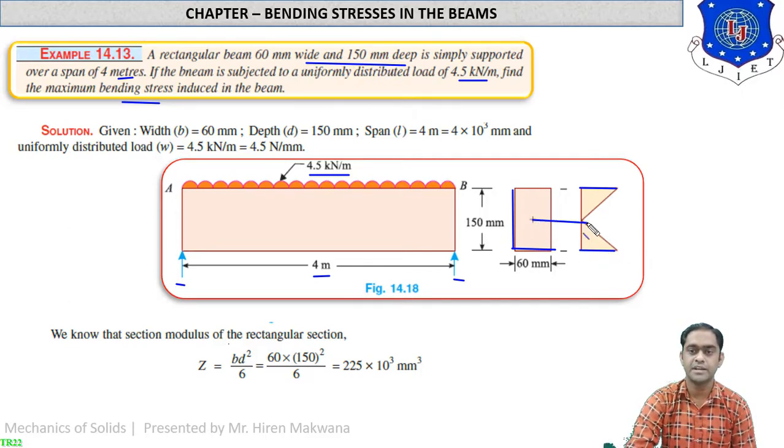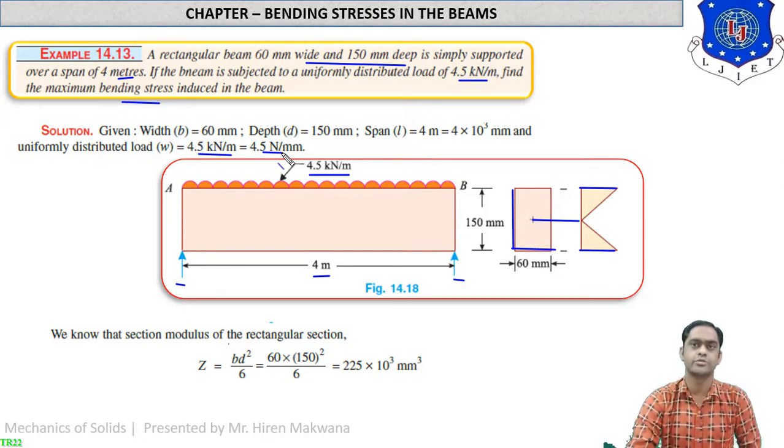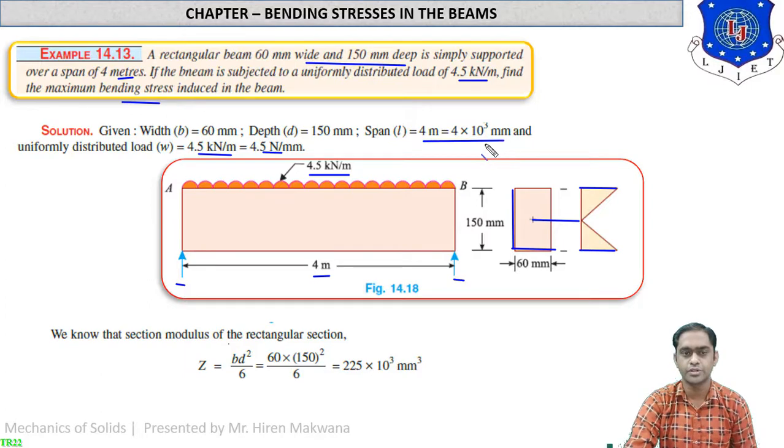At the neutral axis, bending stress is again 0. So now we are interested in calculating the bending stress, sigma B. UDL is 4.5 kN per meter, which is also equal to 4.5 Newton per mm, as kilonewton is 10 raised to 3 Newton and meter means 10 raised to 3 mm, so the 10 raised to 3 will be cancelled out. And span L equal to 4 meter, which is converted into mm, so 4 into 10 raised to 3 mm.